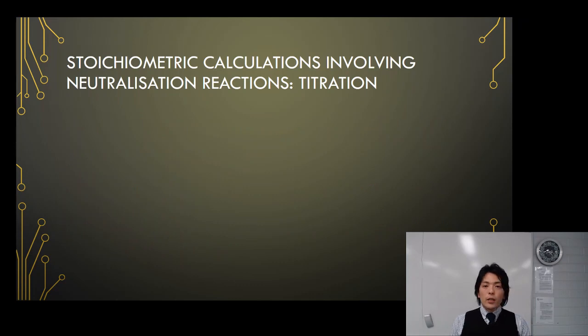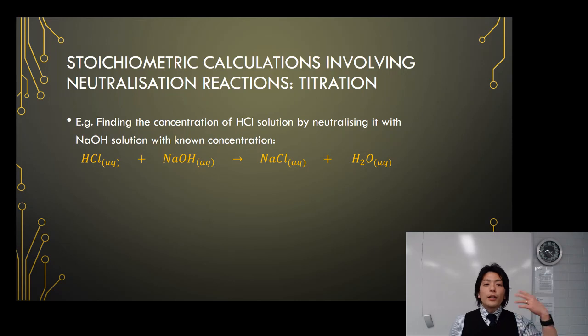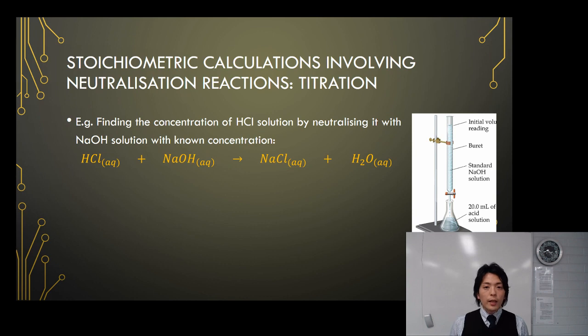All right, so let's look at titration and apply the stoichiometric knowledge to it. So if you're trying to find out the concentration of an HCl solution by neutralizing it with an NaOH solution with known concentration, think about which is the analyte and which is the titrant again. Reaction-wise, there's an equation there. HCl plus NaOH produces NaCl and H2O. So fairly straightforward acid plus metal hydroxide equation. And that's the setup.